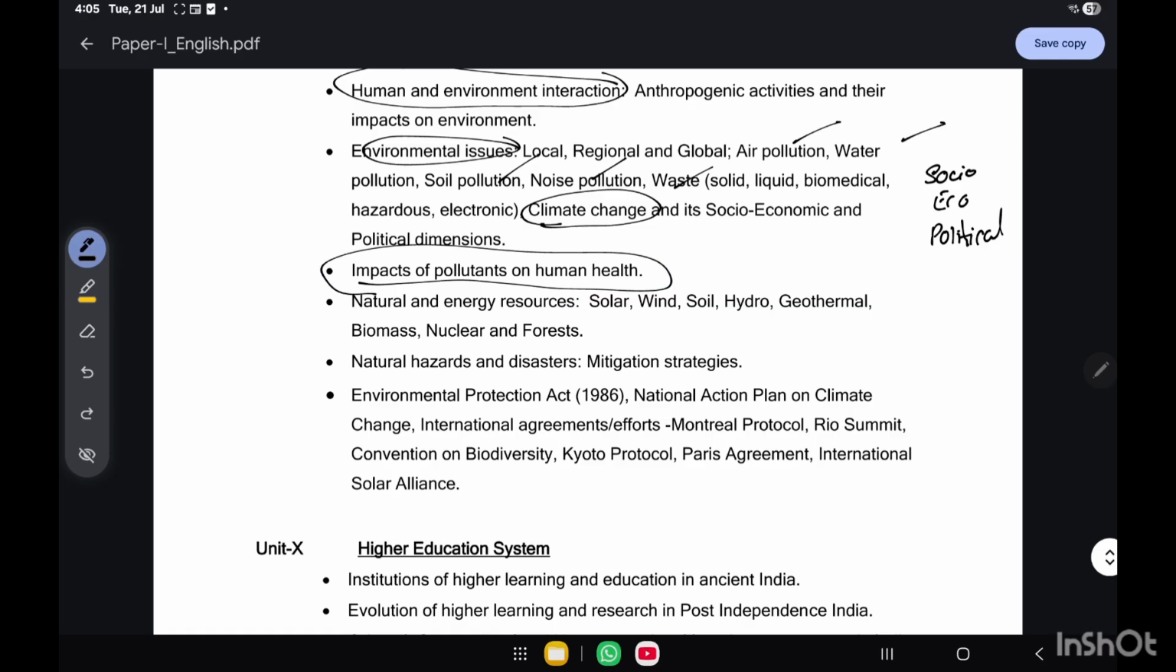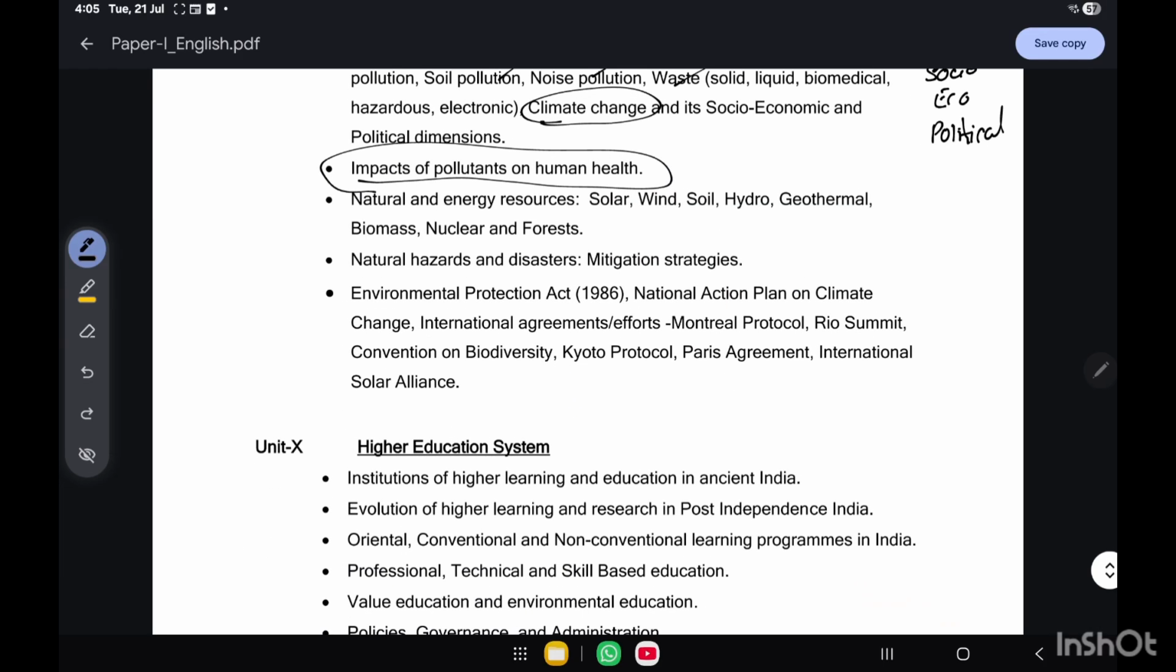and how these pollutants are impacting human health, and related to natural and energy resources like solar, wind energy, soil, hydro, geothermal, similar way. And you're gonna learn about natural hazards and disasters, let's say the flood or the earthquake, the landslides, mudslides, what should be the mitigation strategies, like that.